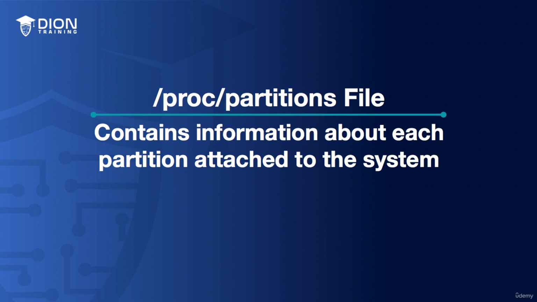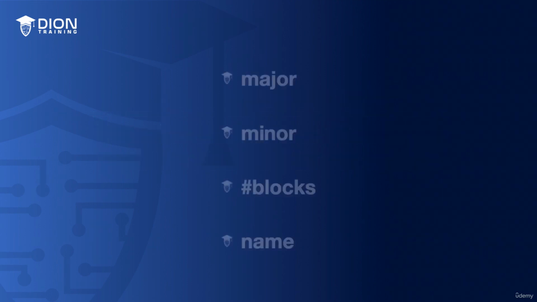The format of the /proc/partitions file contains columns, including things like major, minor, number of blocks, and name. The major column represents the class of device so that it can be mapped to an appropriate driver. The minor column separates partitions into physical devices, while the number of blocks column refers to the number of physical blocks that the partition takes up, and the name column refers to the name of the partition.